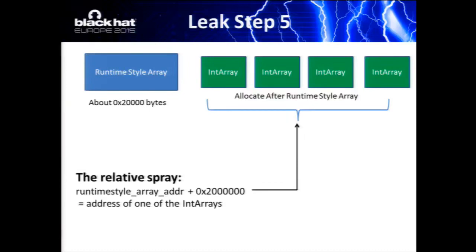And then we allocate some JavaScript int arrays. These arrays will be allocated somewhere just after the runtime style attribute array. In previous steps, we already leaked the address of the runtime style attribute array. So by adding a certain offset to this leaked address, we will get the address of one of these int arrays. This is our information leak based on the relative heap spray.